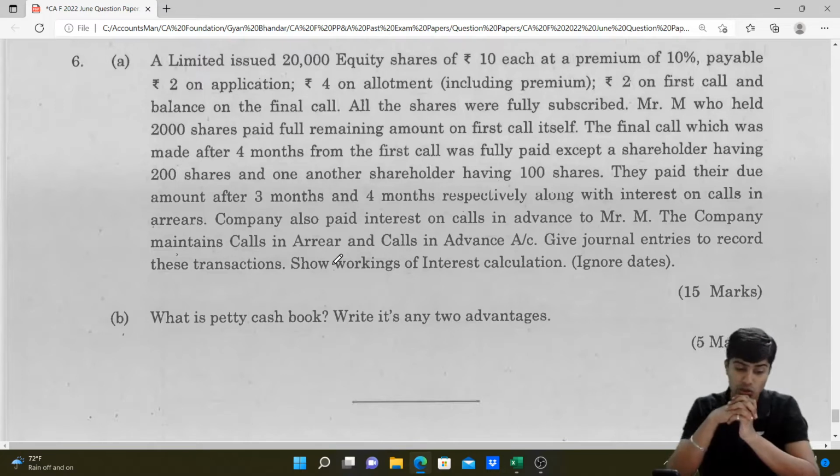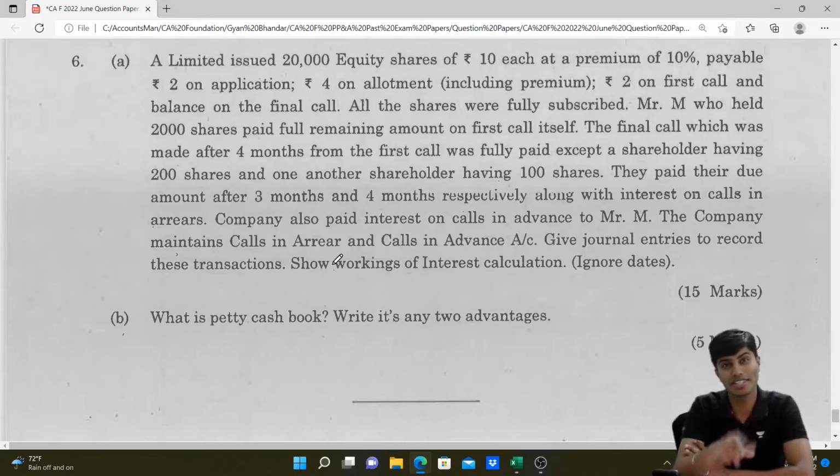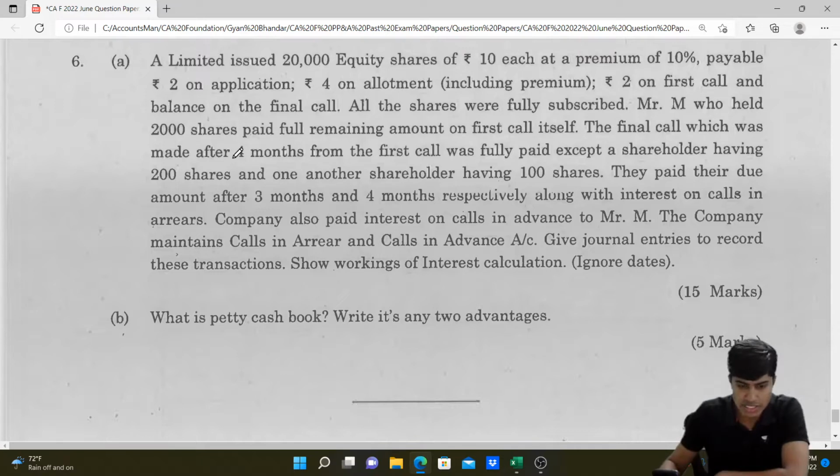Mr. M who held 2000 shares paid full remaining amount on first call itself. So there is calls in advance. There is no under subscription, there is no over subscription. But on first call, you also receive the final call money. This is for 2000 shares which were held by Mr. M. Done.